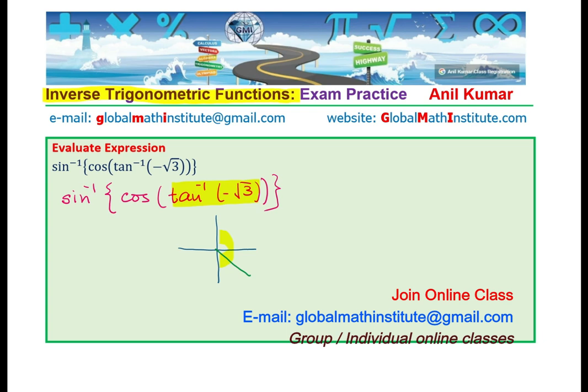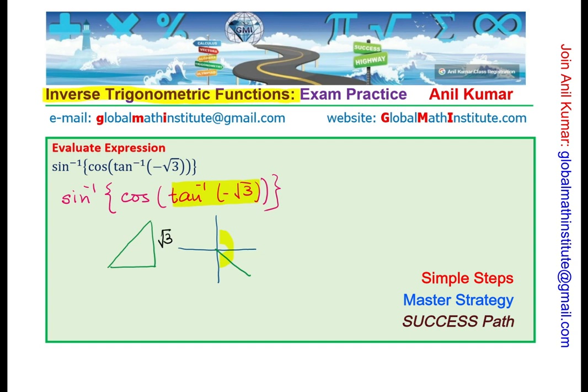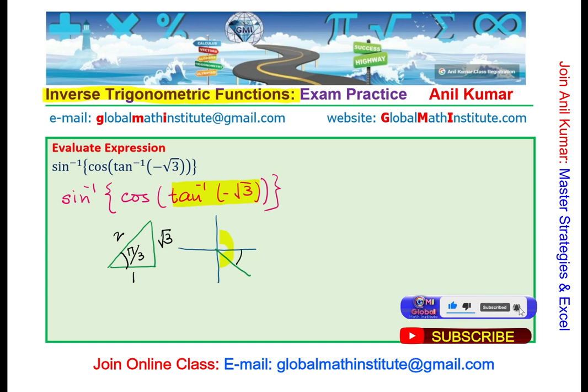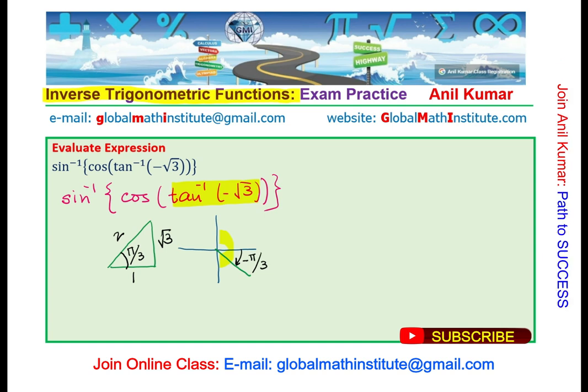Now, what is the value? You can make a triangle here to understand. Tan is the ratio of opposite to adjacent side, square root 3 and 1. So it is a special triangle. You can find the hypotenuse will be the square root of square root 3 squared, which is 3, plus 1, which gives you 2. So that becomes your triangle, and the angle is pi by 3. So here, this angle for us is minus pi by 3, correct? So we have figured out what is tan inverse of minus square root 3.